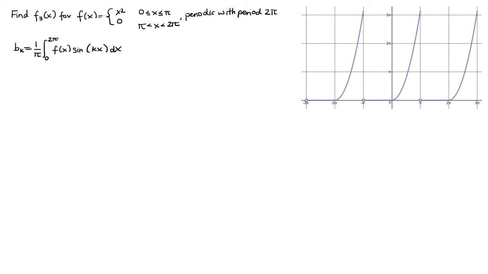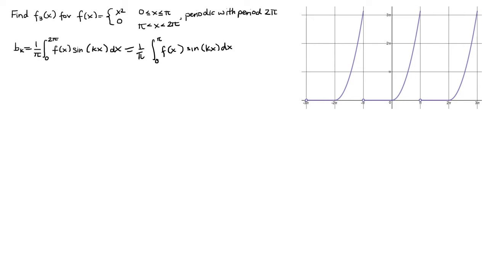Okay, so let's calculate the coefficients bk. Now this has the same kind of form, except instead of having the cosine of kx in the integrand, we have sine of kx. We have the same trick as before. We can just integrate from 0 to pi, since our function f of x is equal to 0 between pi and 2 pi.